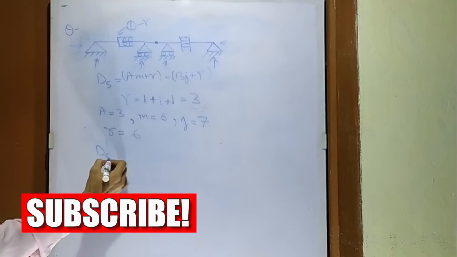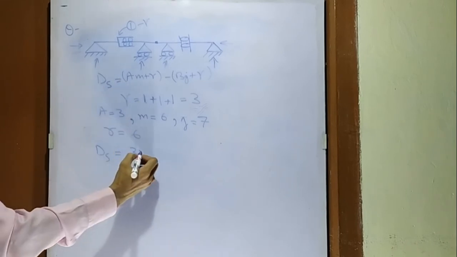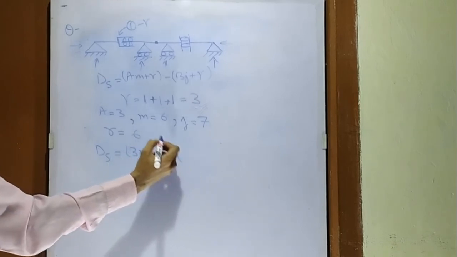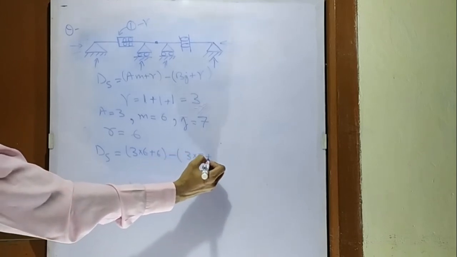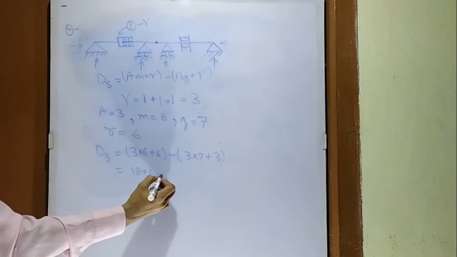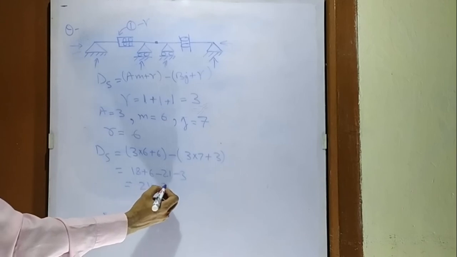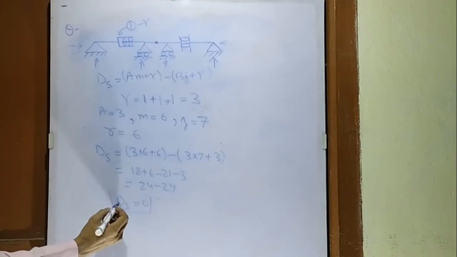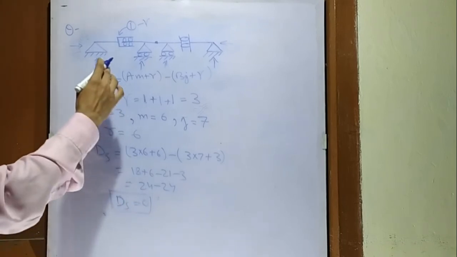So the formula is: A times m, where the value of m is 6, and r is 6, minus B, where the value of B is 3, times the number of joints, which is 7, plus the number of releases. So this comes out to be 18 plus 6 minus 21 minus 3, and this comes out to be DS equal to 0. So in this way we can very easily solve the problem involving hybrid joint.